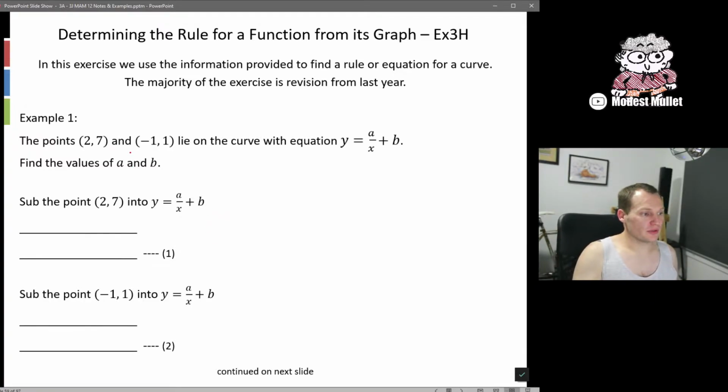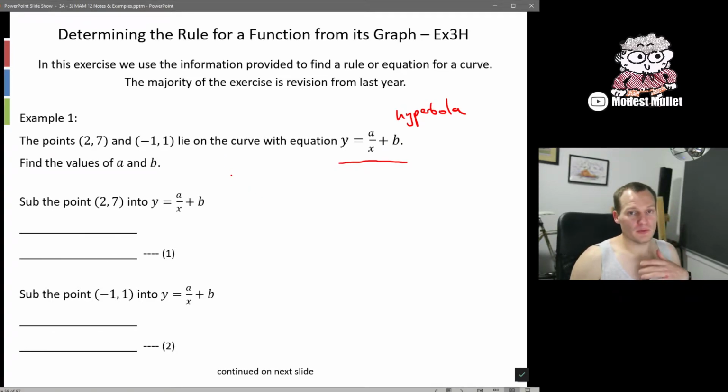So I'm told the points (2, 7) and (-1, 1) lie on the curve with an equation of y equals a on x plus b. Now, when x is in the denominator like that and it's not squared, we can tell that this is a hyperbola. It's not a full standard or general form of the equation, but we're told that the equation looks like this, so that's reducing the amount of variables we have to deal with. Find the values of a and b.